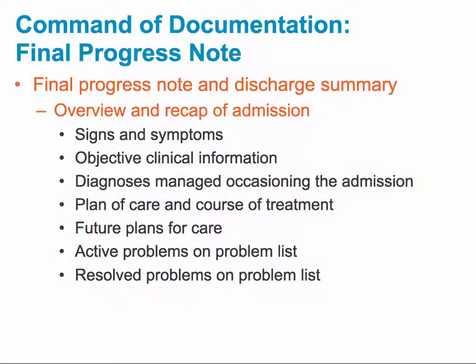In your final progress note and discharge summary, we want to have an overview and recap of the admission, which includes the presenting signs and symptoms, any objective clinical information from the beginning of your history and physical, all diagnoses that occasioned the admission or impacted your medical decision-making, and the primary and any secondary diagnosis. What is your plan of care and what was the course of treatment? And what are your future plans for care, including continued care, and updating the problems on the problem list to reflect the active problems and the resolved problems as well.